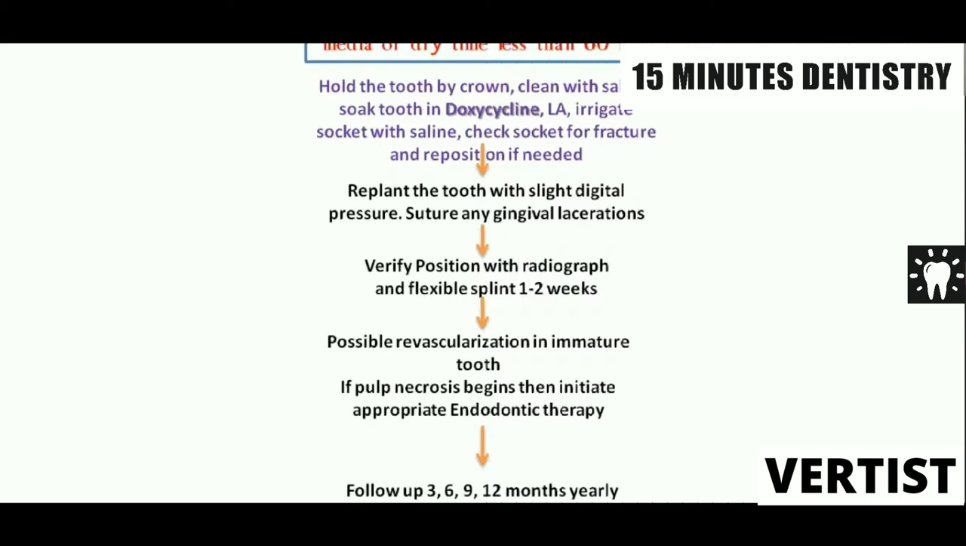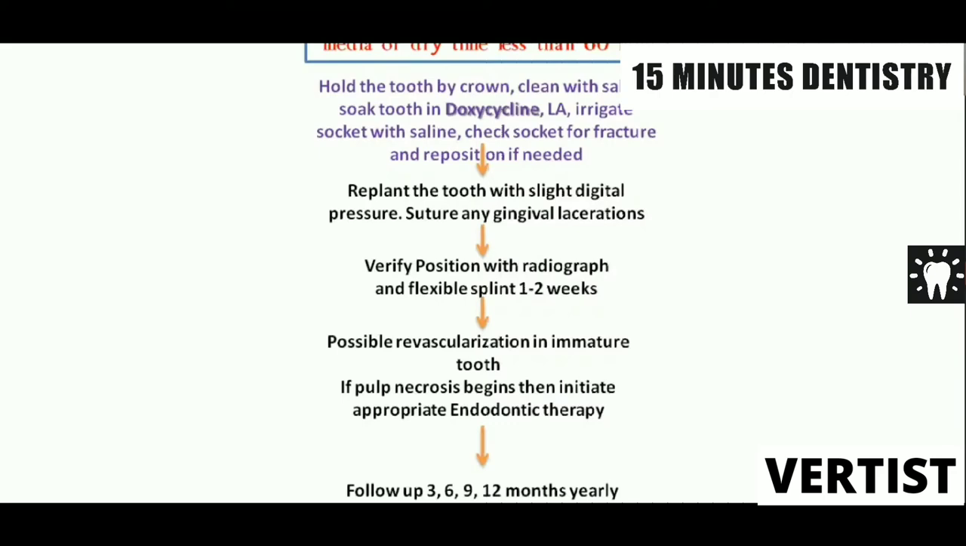Then administer local anesthesia, irrigate the socket with saline, remove the coagulum, check the socket for fracture, and reposition if needed. Then replant the tooth with slight digital pressure and suture any gingival laceration. Again, verifying the position with radiographs and flexible splinting for 1 to 2 weeks is needed.